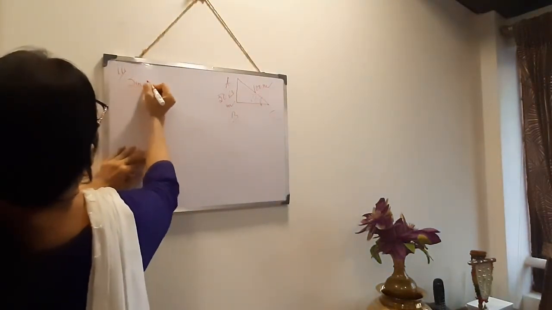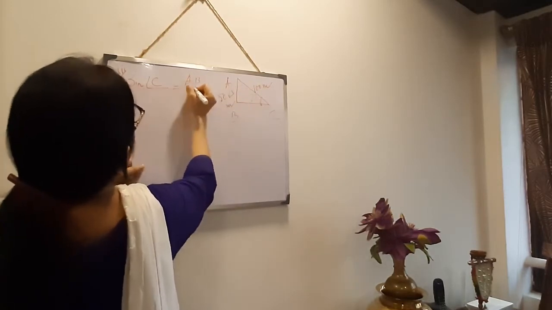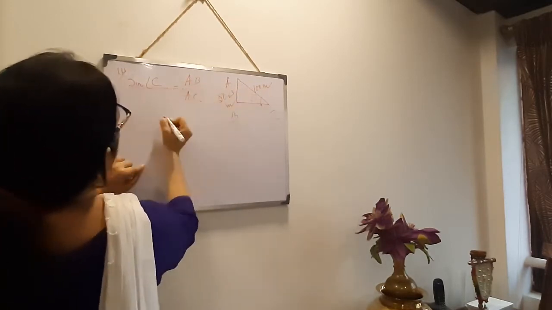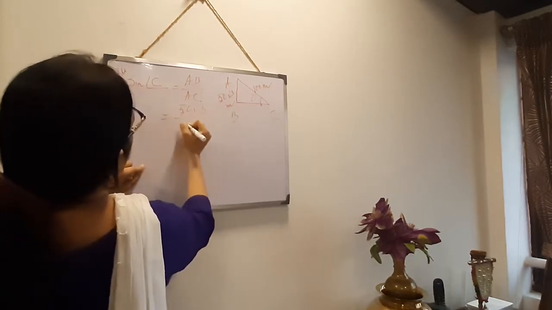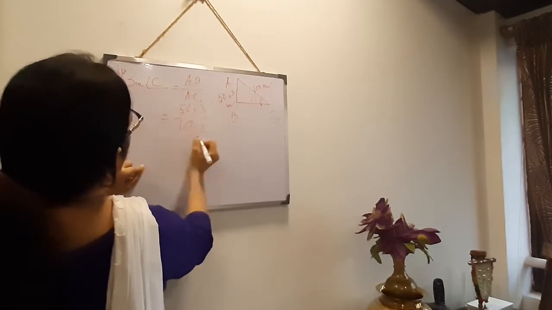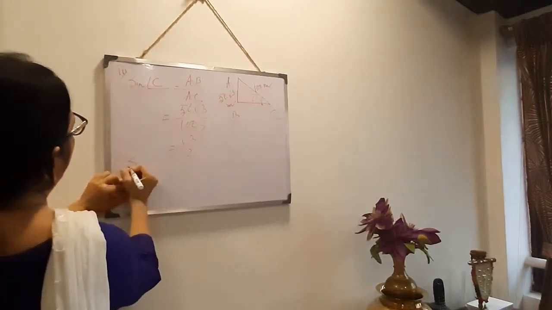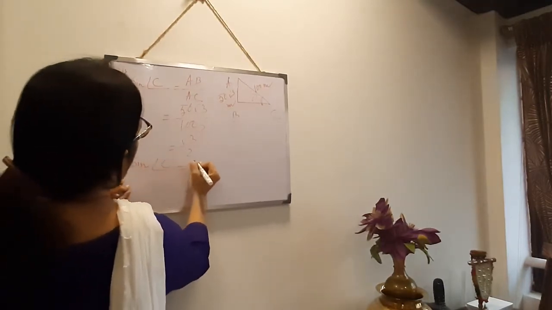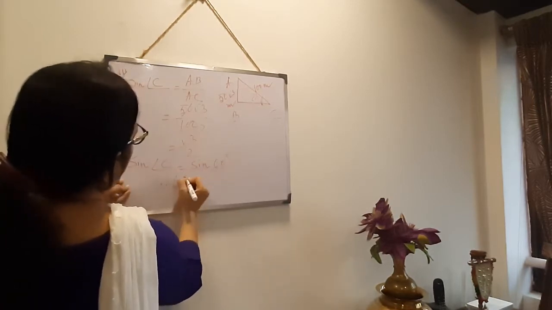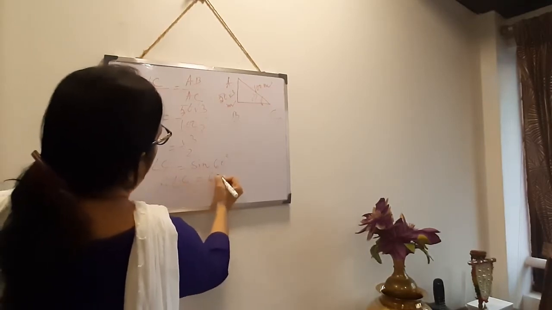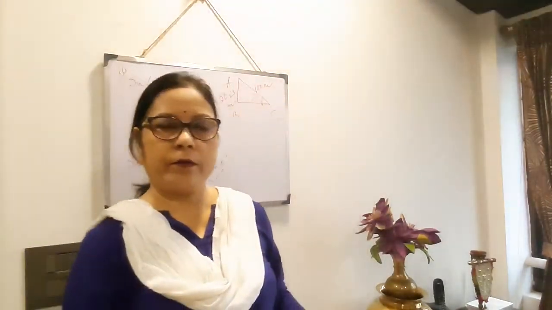So sine C equals to perpendicular AB by hypotenuse AC. AB is 50 root 3 and this is 100. So we are getting root 3 by 2. That means sine of C is root 3 by 2, means you know now sine 60 degree. Therefore measurement of angle C is coming 60 degrees. So this angle is coming 60.